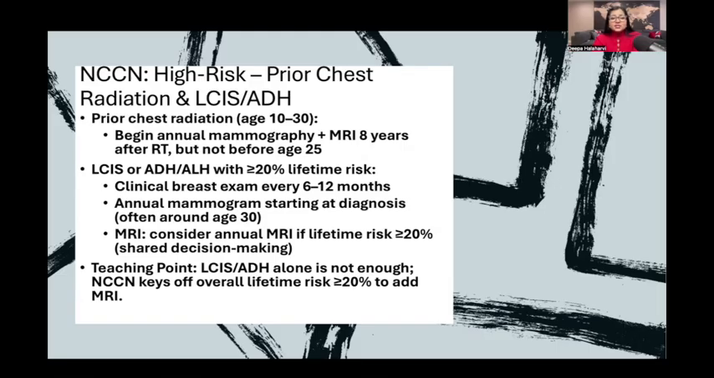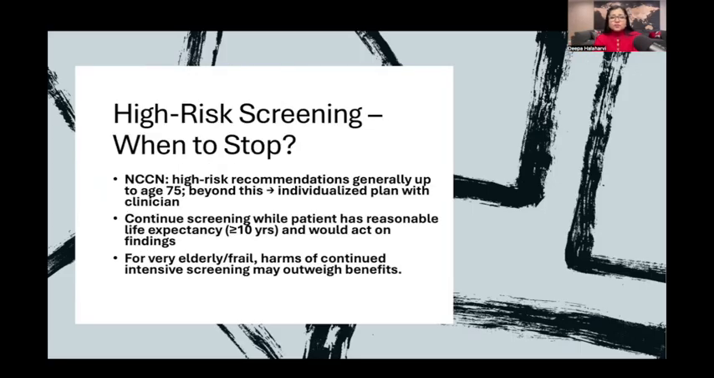And if they fall into the more than 20% high risk, then along with the clinical breast exam and mammograms, they need an MRI. Like I said, the teaching point is that just having atypia is not enough. Everything else needs to fall into place, and the calculation needs to be over 20% to call them high risk. You can't just call them high risk with ADH or LCIS. So when do you stop screening? Usually after 75 or 80, when life expectancy is less than 10 years, meaning they're not going to do something about this cancer.